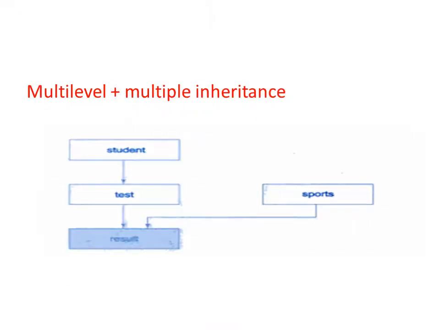This is an example again. Suppose a result has to be published taking the sports result into consideration. Initially we'll have the multi-level inheritance as well as multiple. After finding the test result, I'll include the data from the sports class separately. This tells you how hybrid is going to work. It involves the implementation of both multi-level and multiple inheritance.